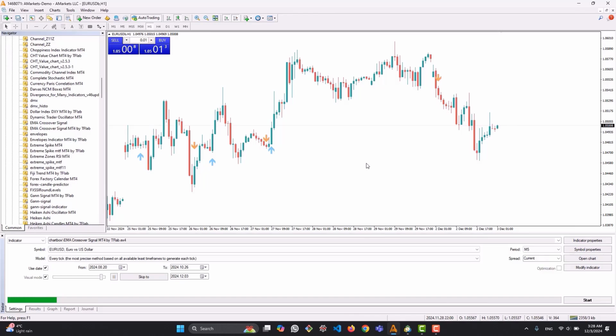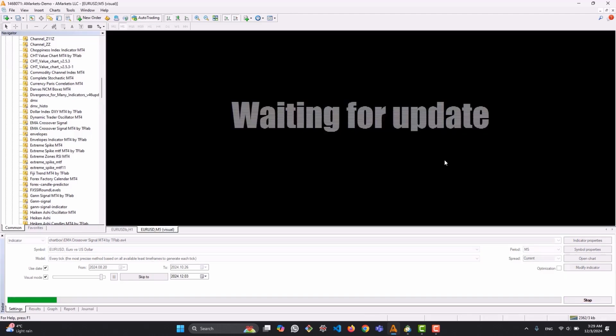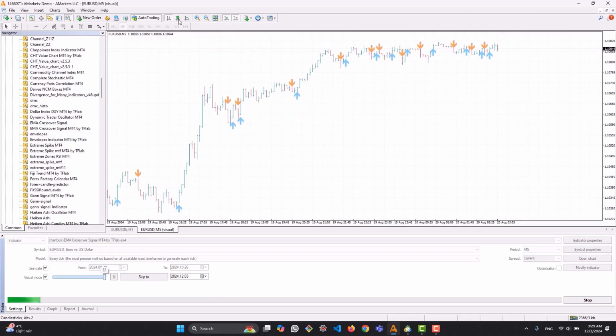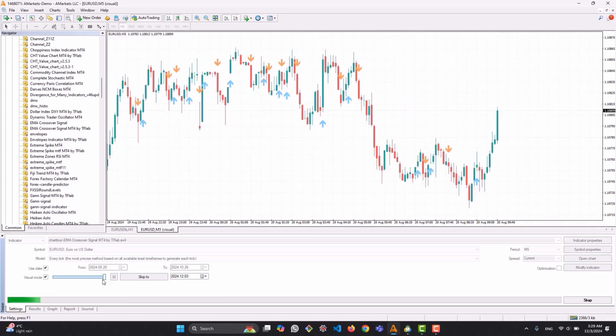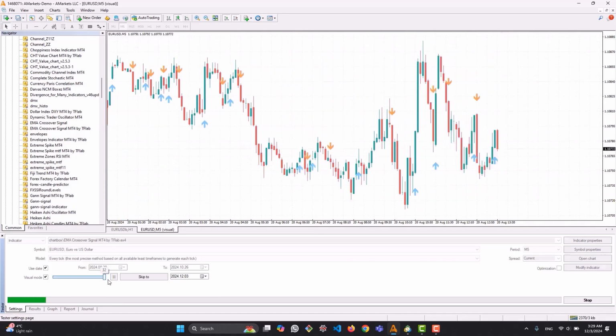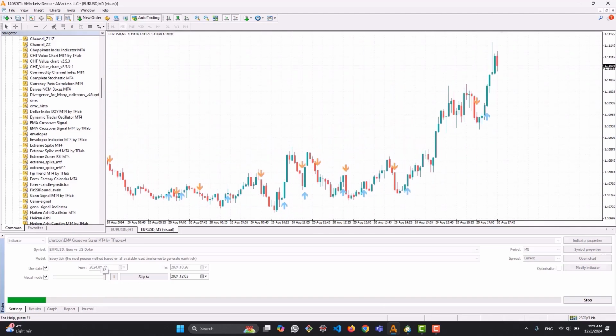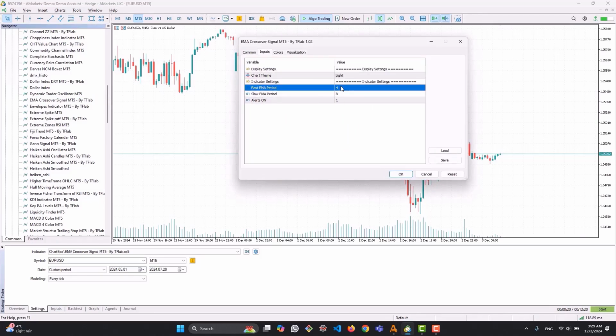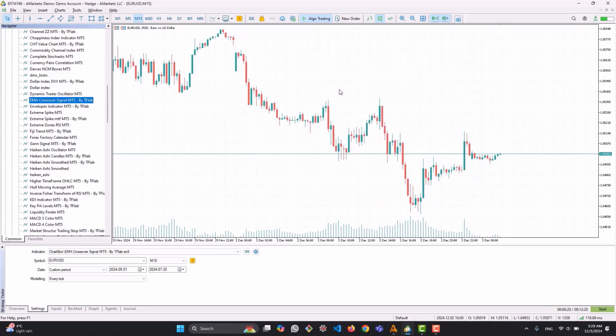Let's test and see this indicator on the MetaTrader 4 platform. You can also use the MT5 version of this indicator on the MetaTrader 5 platform. Let's test and see this indicator on the MetaTrader 5 platform.